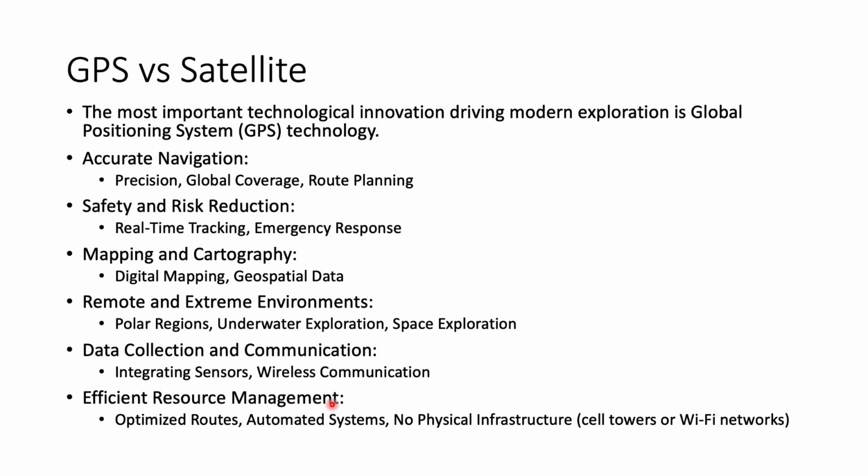So this is one of the best advantages we can talk about for GPS. We can optimize our routes using GPS, and we can also make many other things automated. And as I mentioned, there is no physical infrastructure required. So these are all the various advantages of GPS. So that's the reason this is one of the most important technological innovations which helps exploration in the current scenario.